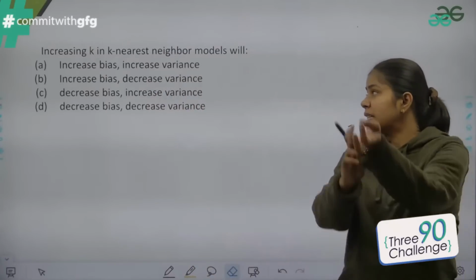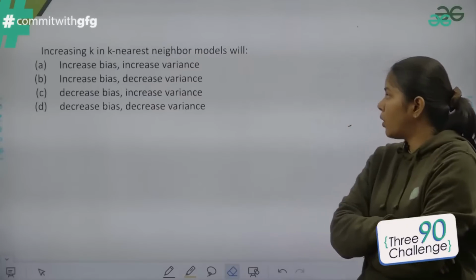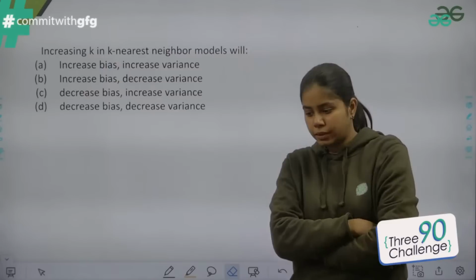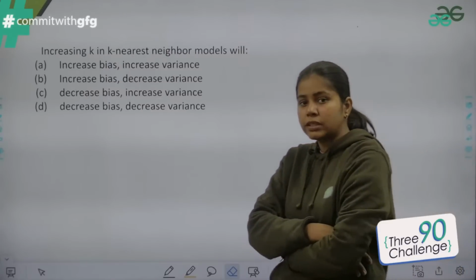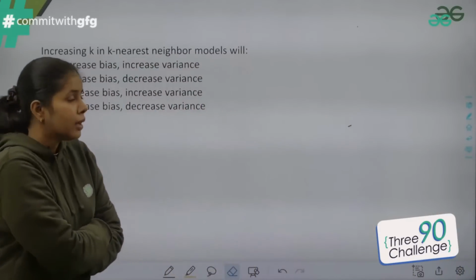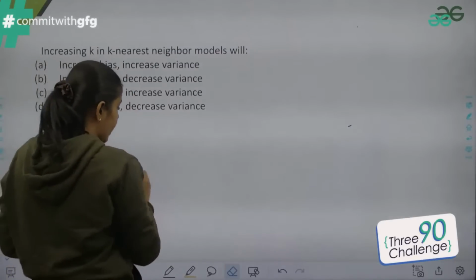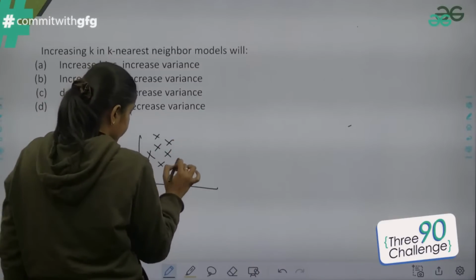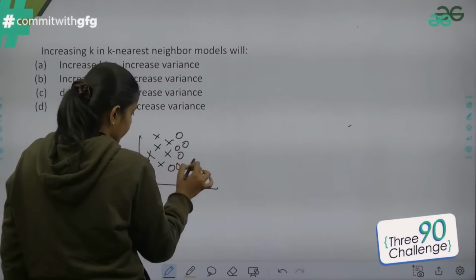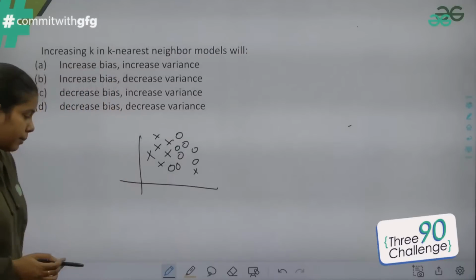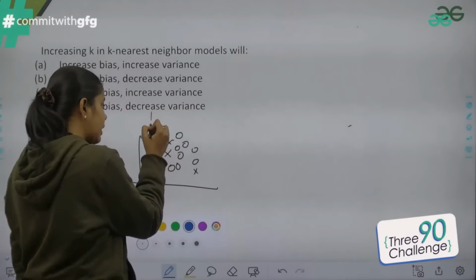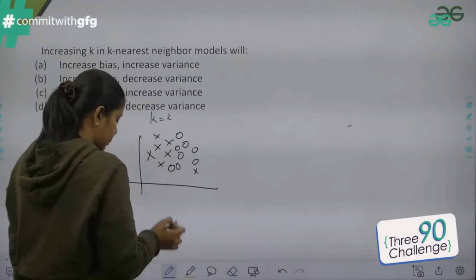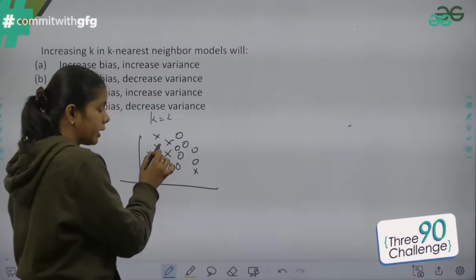Right, so let's solve this. Increasing k in the k nearest neighbors model, if I increase the value of k, what would happen? K nearest neighbors, I hope all of you understand, is supervised learning. Let's suppose I have this data set, right? What would happen here? Let's suppose I'm taking k equal to 4, and I have a certain point here. I want to know whether it is true or false.